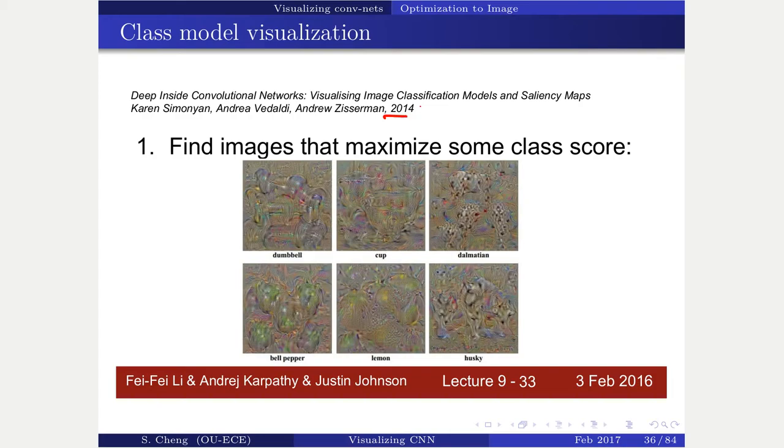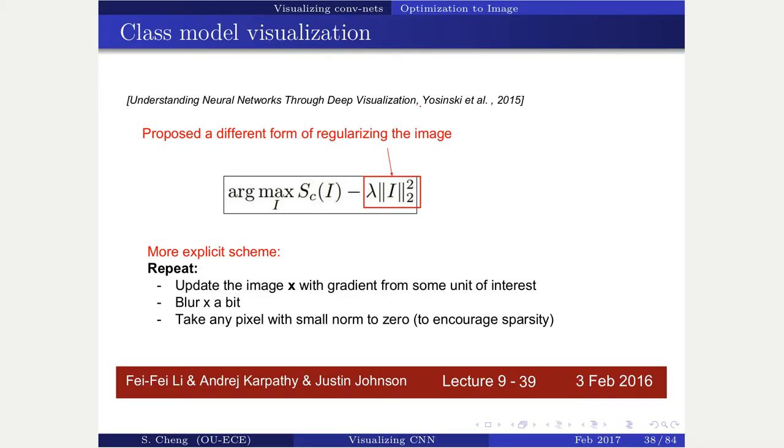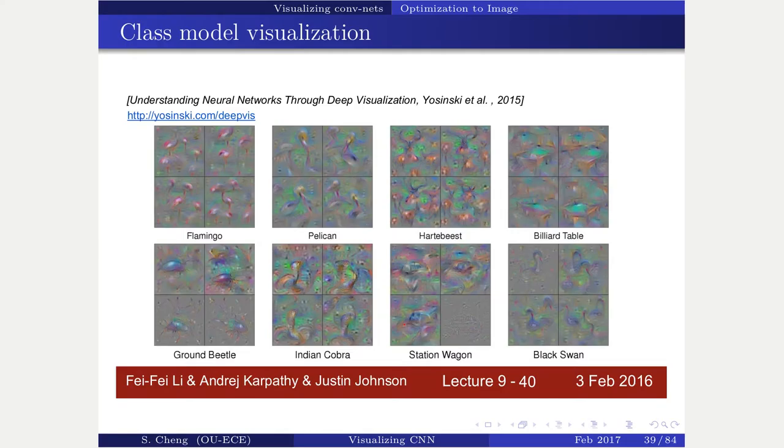But this is an earlier work from 2014, and then immediately people tried a little bit better regularization. Actually, when they say regularization, they write it as a formulation only. What they do is they don't actually optimize this thing here, but they repeat this step. When you have an X here, for the current iteration, the current approximate image, you blur it a bit. Each time you change it, you blur it a bit, because natural images are always a little bit smooth, right? And also you try to set small pixels to small values, to encourage the image to be less noisy and so on. Then you get something kind of cleaner. Like this is flamingo, and you can see it's pretty nice, like pelican and so on and so forth.